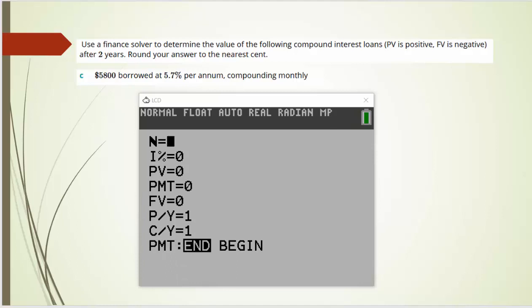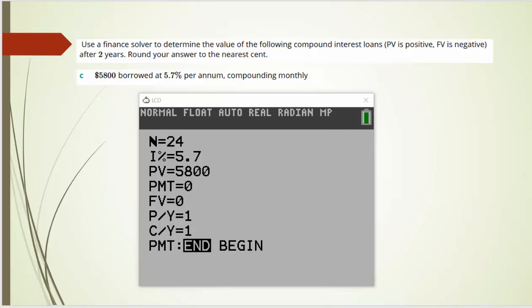It's 2 years compounded monthly, so 2 times 12 is 24. Interest rate is 5.7. Present value of a loan, money into your pocket, we're talking about $5,800. Now there's nothing about a repayment here, so we'll leave repayment at 0. What it means is that you borrow $5,800 and you don't pay any of it back. The future value, well, we don't know that. That's the question. It says what is the value, so we'll have to leave that at 0, and you'll see why in a minute.